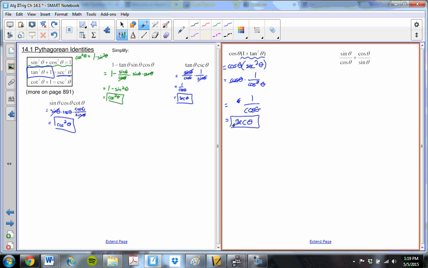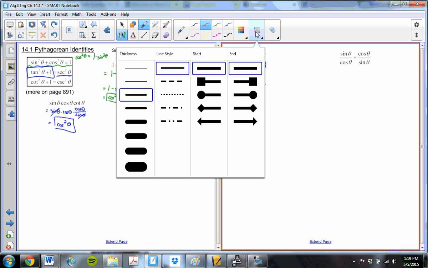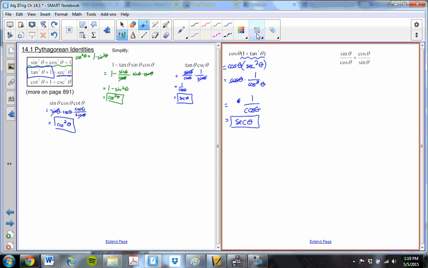Now this problem on the right has addition of fractions. Whenever you're adding fractions, you want a common denominator. Well, the common denominator is sine cosine. So I'm going to do this times sine on top and bottom, and this times cosine on top and bottom. That gives me sine squared over sine cosine plus cosine squared over sine cosine.